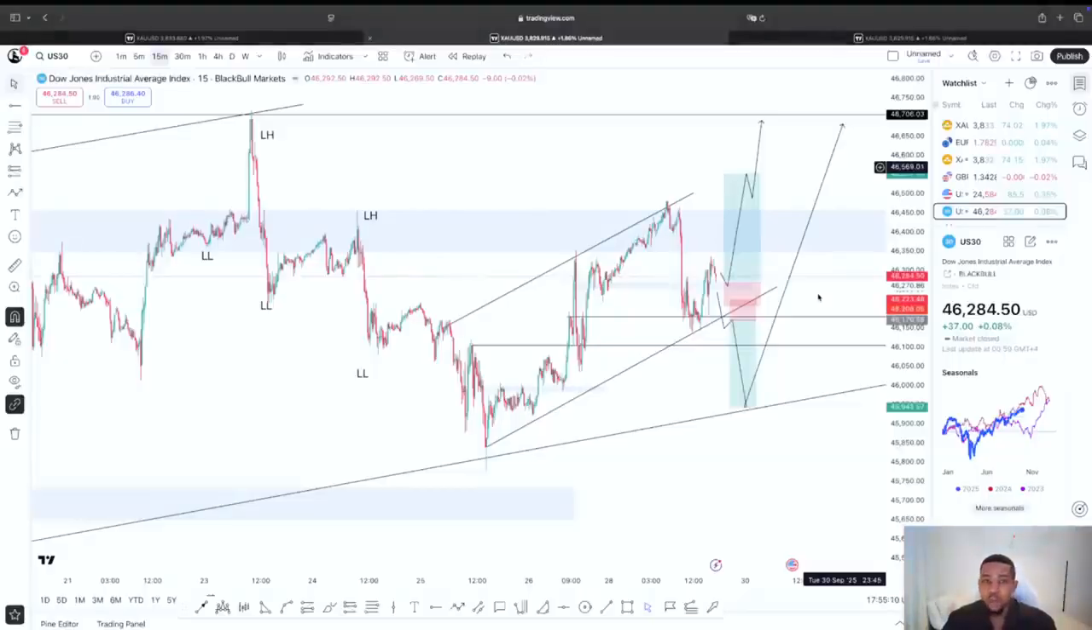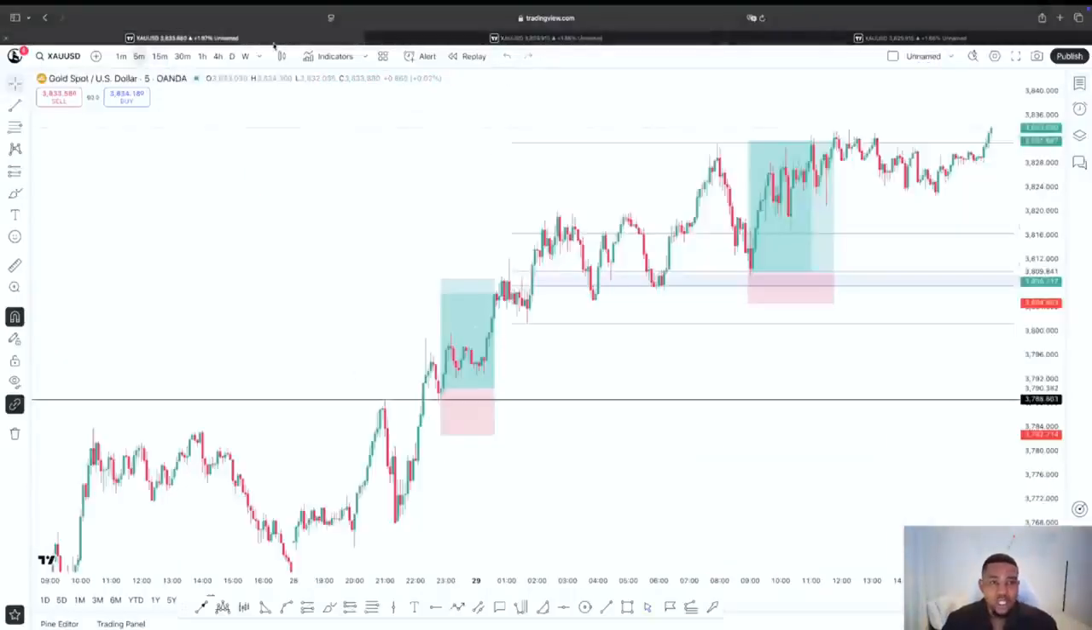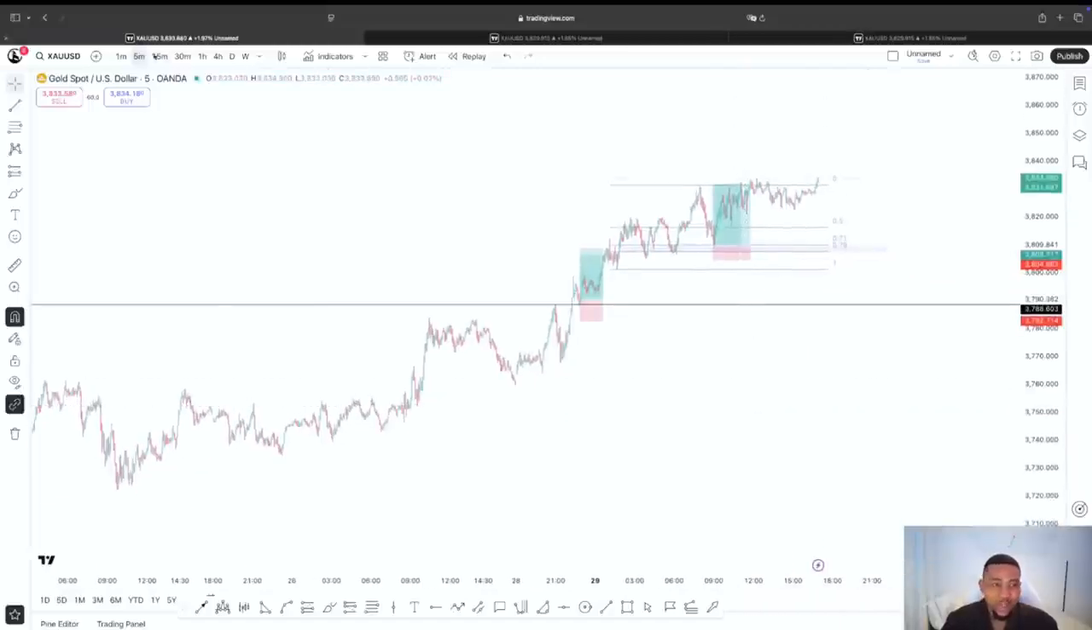So guys, this is all we have for US30. Now let's go to another pair, XAU USD. This is one pair that is going crazy, guys. Let me just go and start a new gold.